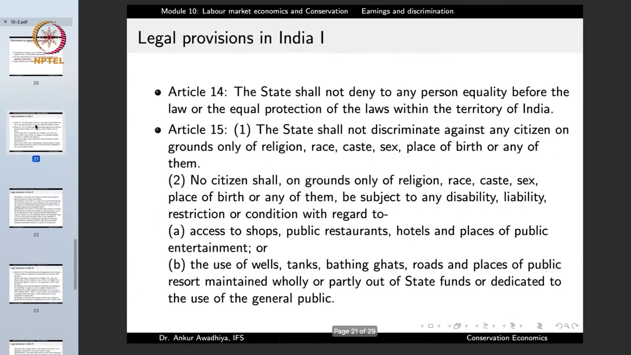And in our country, we have a number of such legal provisions, especially in our constitution. So Article 14 in our constitution says that the state shall not deny to any person equality before the law or the equal protection of laws within the territory of India. So our constitution is saying that every person is equal in the eyes of the law and will get an equal protection of laws. Article 15 says the state will not discriminate. The state shall not discriminate against citizen on grounds only of religion, race, caste, sex, place of birth, or any of them.